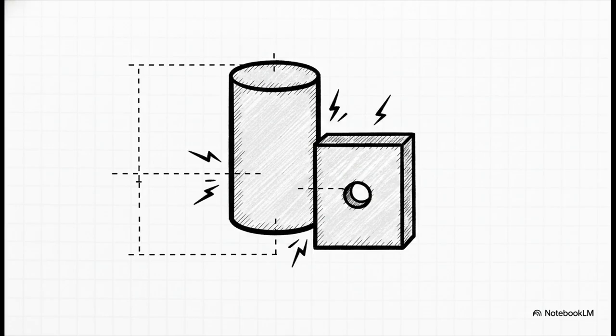If your allowance is positive, you're guaranteed to have at least a little clearance. If it's negative, you are definitely dealing with an interference fit.